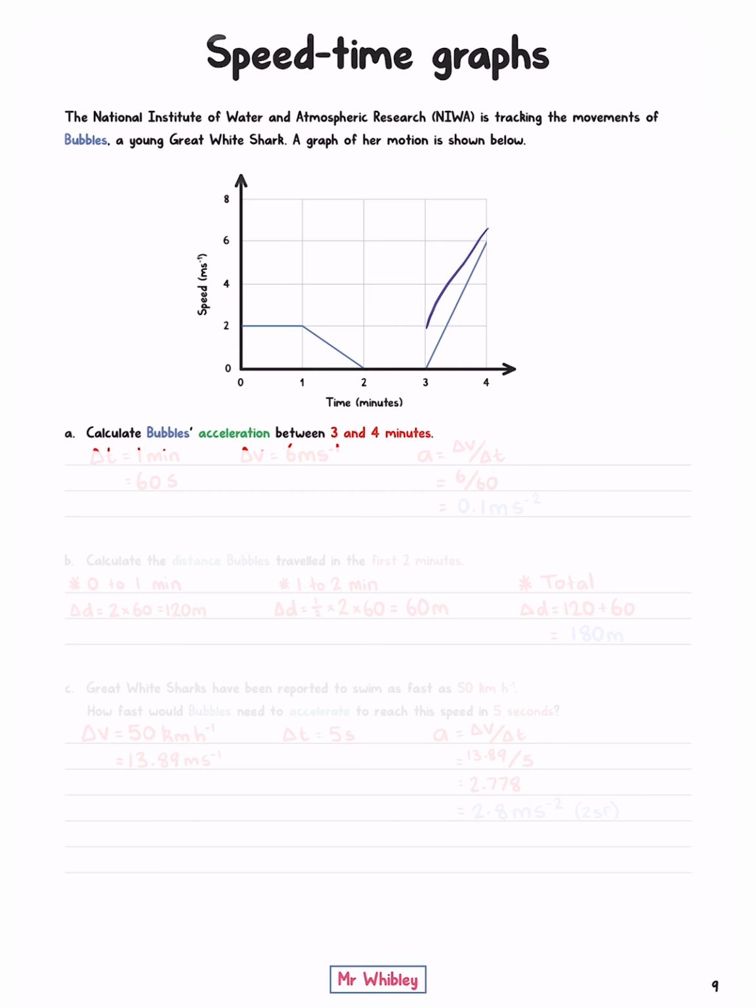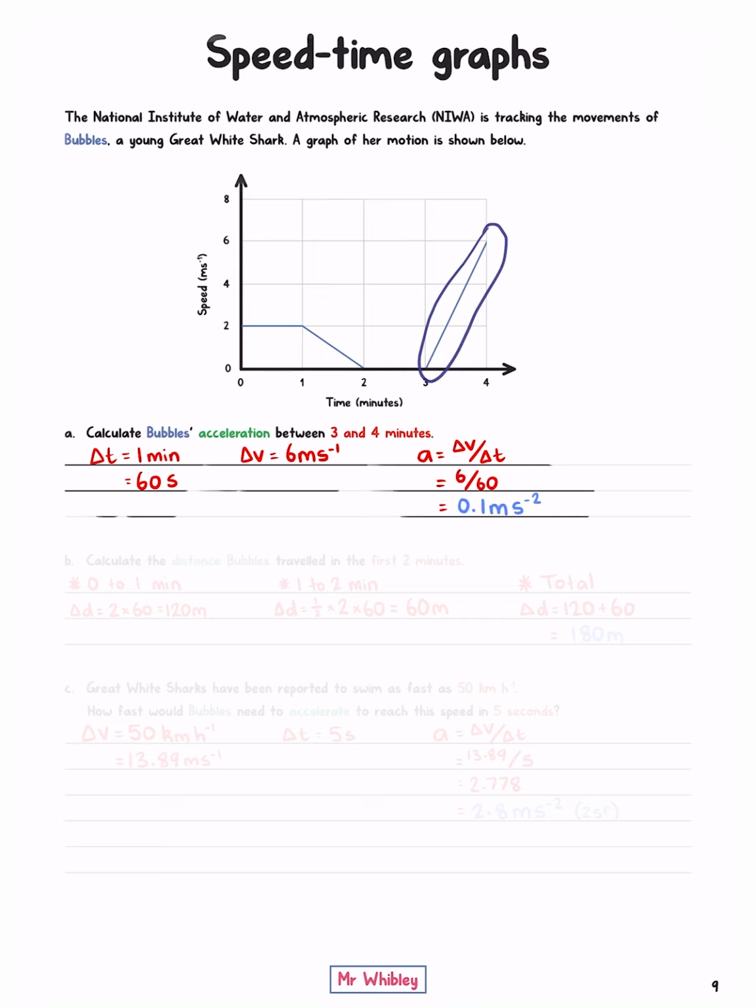So we're looking at this section here, which represents a duration of 1 minute or 60 seconds, and a change in velocity of 6 meters per second. Acceleration is the change in velocity over duration. Putting these numbers in gives us 0.1 meters per second squared.